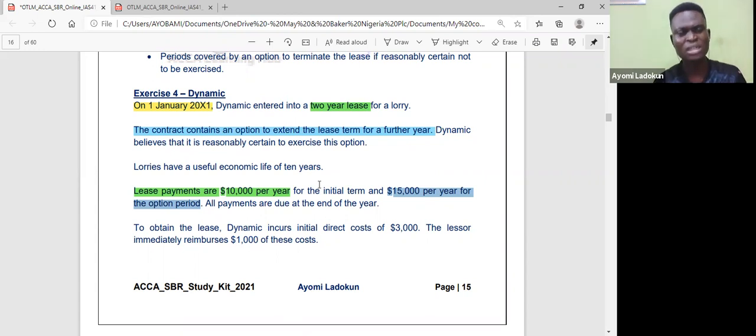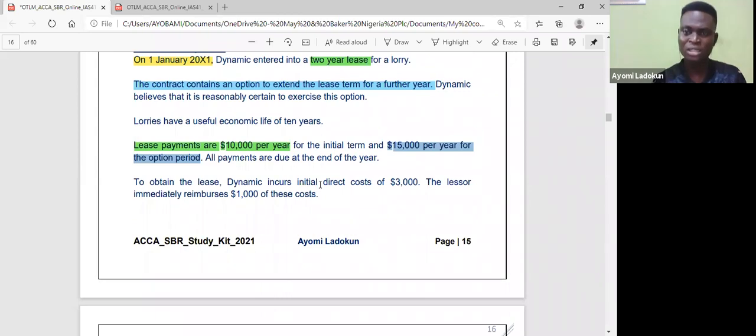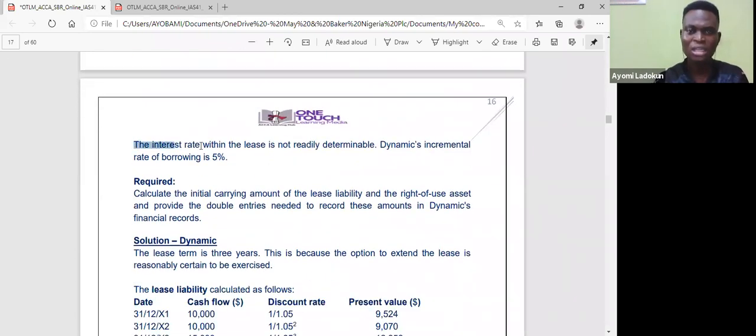Now, most likely the examiner will always give you that figure. But in case it did not give you a figure, the interest rate implicit in the lease or the lessee's incremental borrowing rate, you want to compute it. I'm going to tell you how to do that, okay? We use a question probably to demonstrate that. So I already see that. Then I asked, he said the interest rate implicit in the lease is not readily determinable. Can you see that? The incremental rate of borrowing is 5%. So I just pick that 5%, I discount to present value.